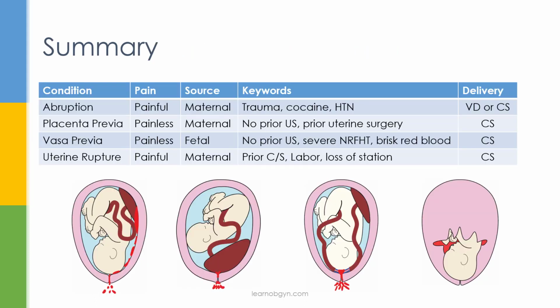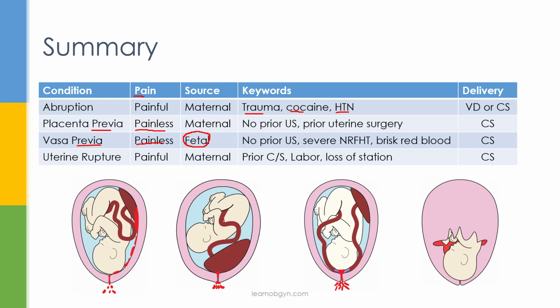Now let's do a quick review and summary of these 4 conditions. When starting your differential, the easiest thing to look at is whether or not there is pain. A previa, whether vasa previa or placenta previa, will be painless. The other 2 will be painful. But keep in mind, if someone has a strong epidural, this may mask the symptoms of pain. The only one that has fetal bleeding is the vasa previa, because that bleeding is coming straight from the umbilical artery.